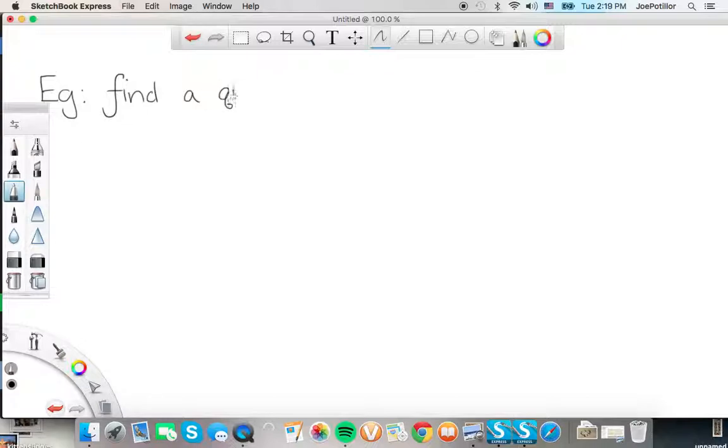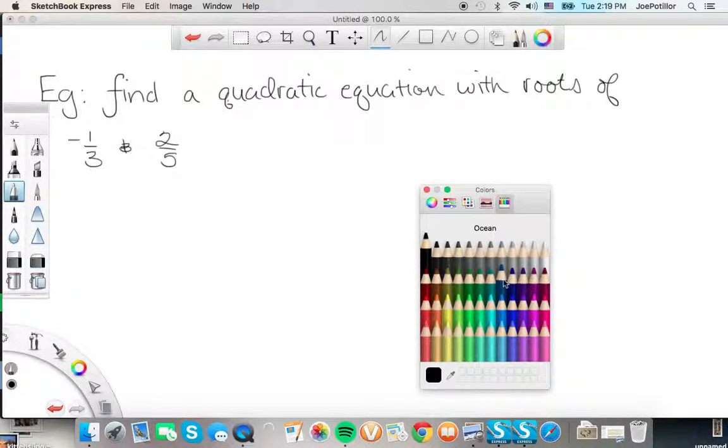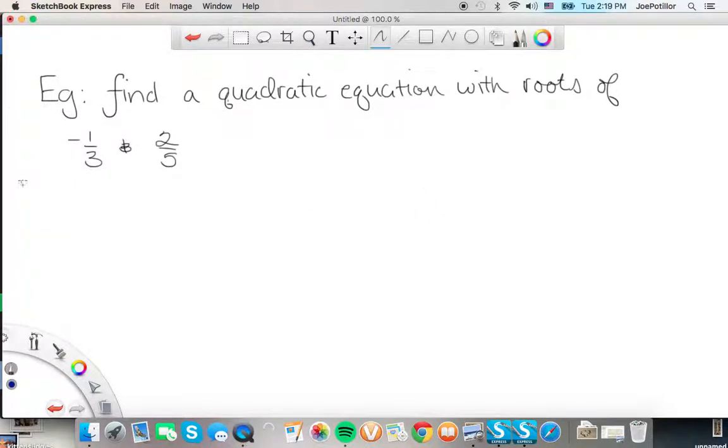Find a quadratic equation with roots negative 1/3 and 2/5. Okay. So instead of having to go about and use FOIL and do all that kind of work, we're going to do it a little bit. We're going to use a little bit of a different method here.